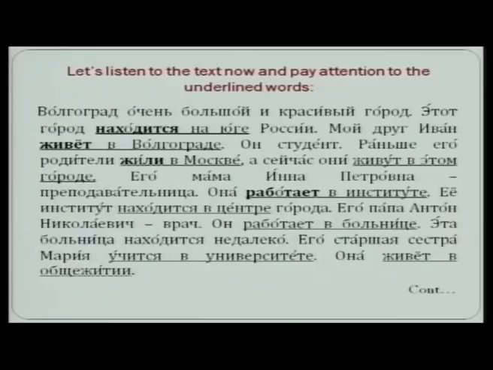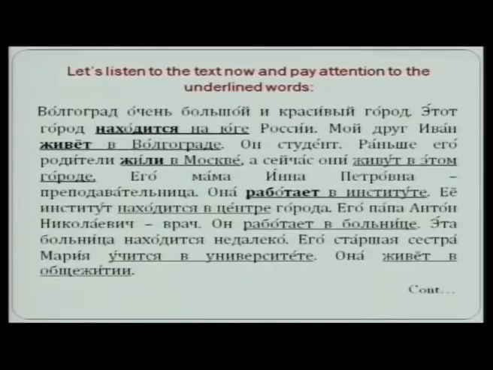Since for the beginning we will discuss a few cases with the help of text, while I read this text for you, you must pay attention to the words and expressions and the usage of verbs in their conjugated forms and try to remember them. We will be understanding the meaning of this text after I read it. Волгоград – очень большой и красивый город. Этот город находится на юге России. Мой друг Иван живет в Волгограде.